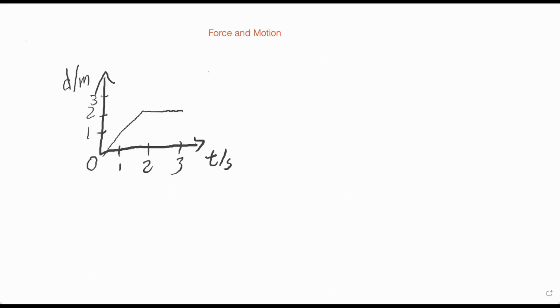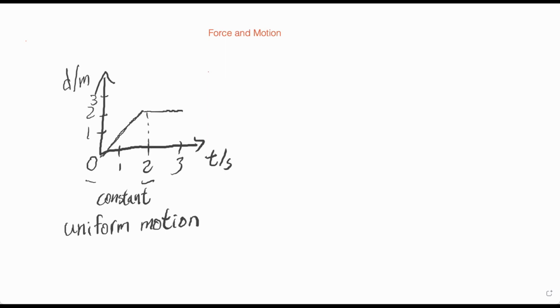Now, how about this graph? You can see from the 0 second mark to the second mark that it has again a straight line with a slope. So it has constant speed. In this case, we call it uniform motion, as uniform means the same, so it's moving at the same speed.